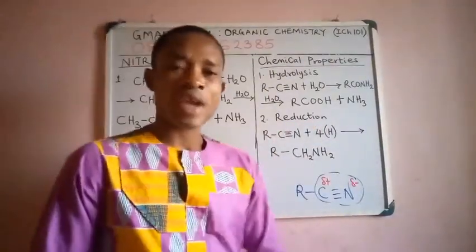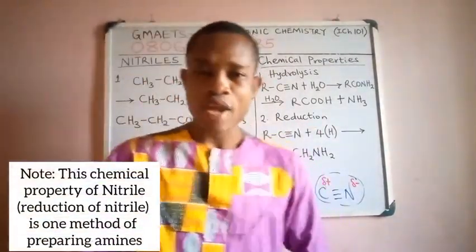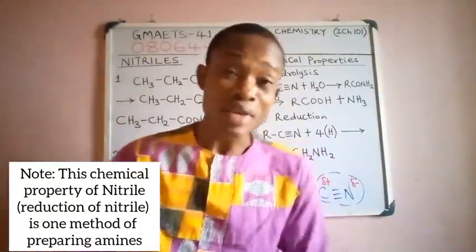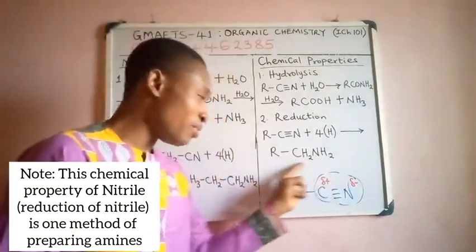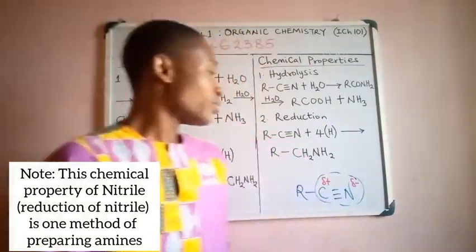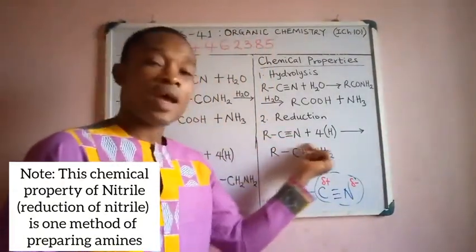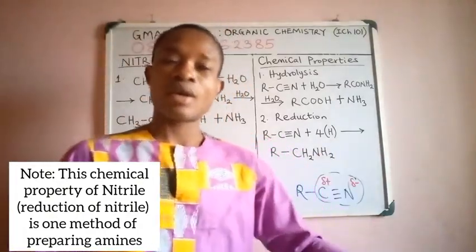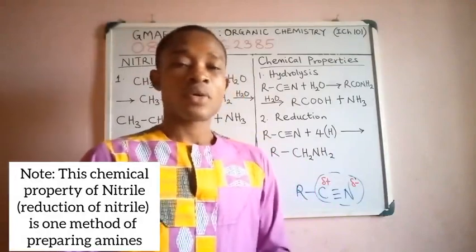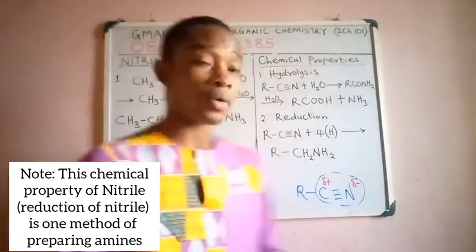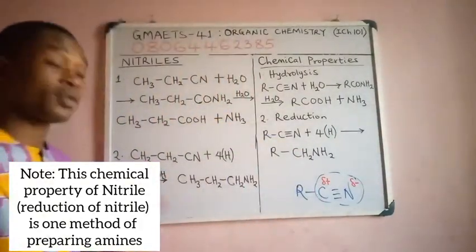Then we have reduction reaction. Generally, in reduction reaction, we convert nitriles to primary amines. This is a primary amine compound. Now, what happened during the reaction? In the reduction reaction, we can either use catalytic hydrogenation, or we can use a reducing agent like sodium in ethanol. Sodium in ethanol.